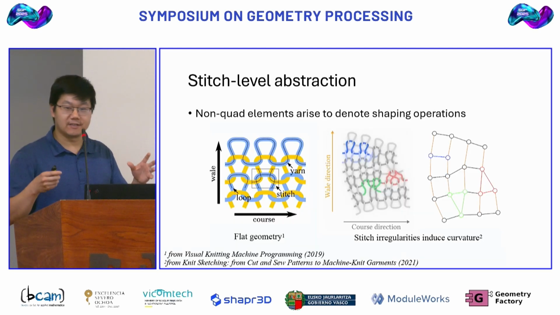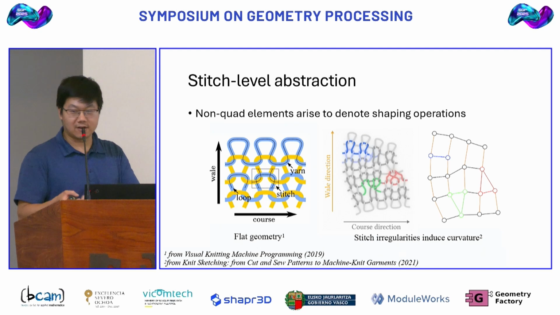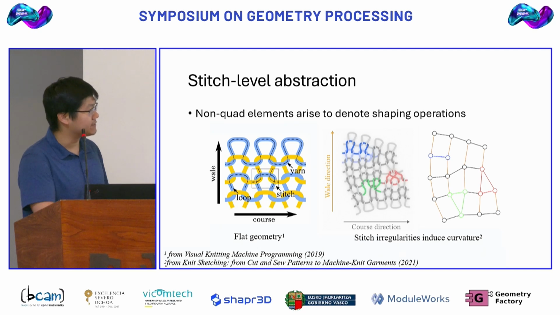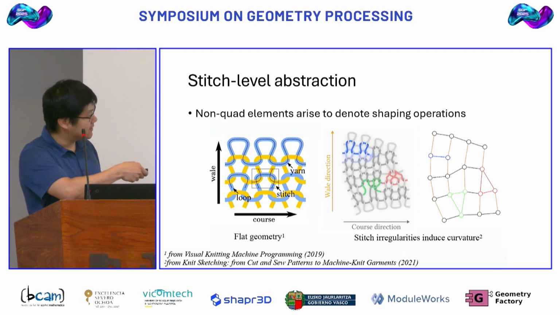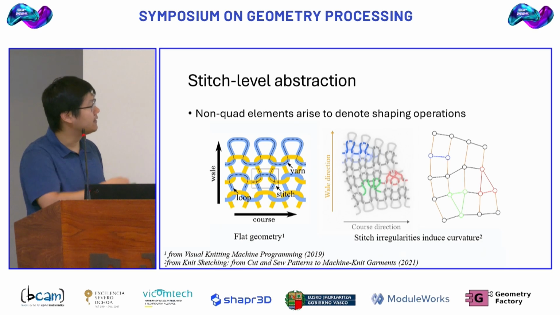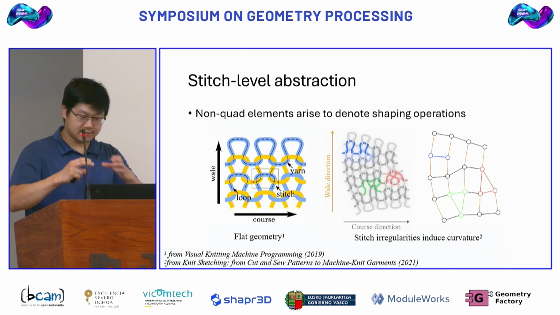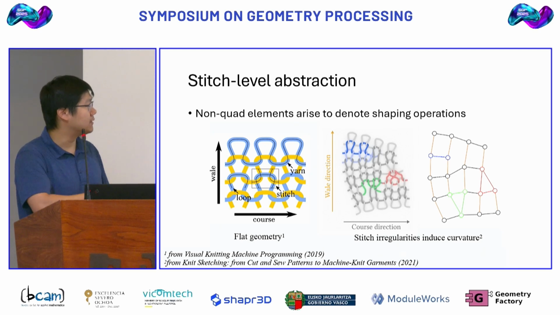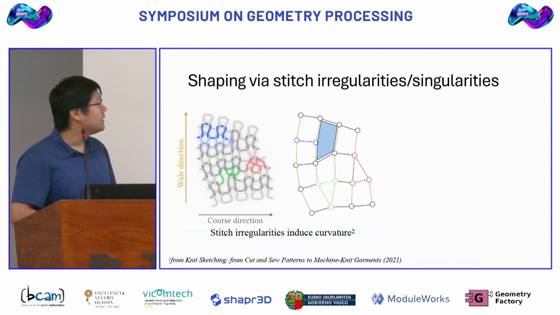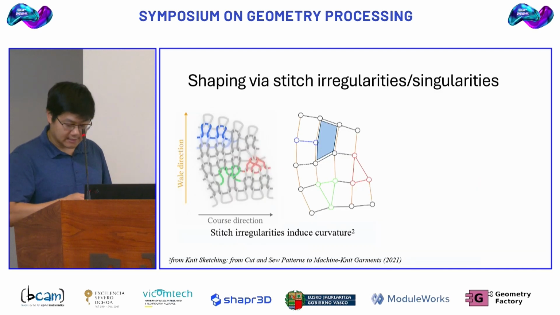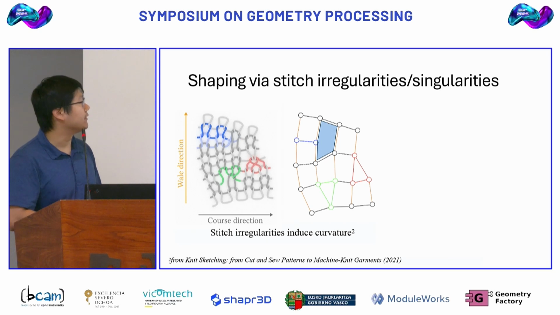You'll note I mentioned quad dominant mesh, so there are non-quad faces, and these of course correspond to these irregularities in the knit pattern. As Ben mentioned, like if you've only got the regular pattern, if you want to maintain consistent element size, you can only do developable or like flat geometries. So yeah, let me talk through a little bit these irregularities.